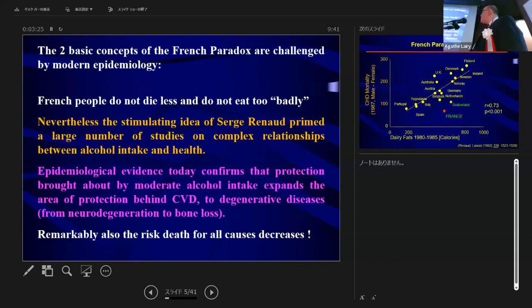So finally, there are two basic concepts of the French paradox that are challenged by modern epidemiology: French people do not die less and do not eat too badly. But the stimulating idea of Serge Renaud primed a large number of studies on the complex relationship between alcohol intake and health. And so the evidence today from epidemiology confirms that protection brought by moderate alcohol intake expands the area of protection beyond cardiovascular disease to degenerative disease and from neurodegeneration to bone loss. And so you have also a decrease of all causes that can be found in a lot of papers that were published.